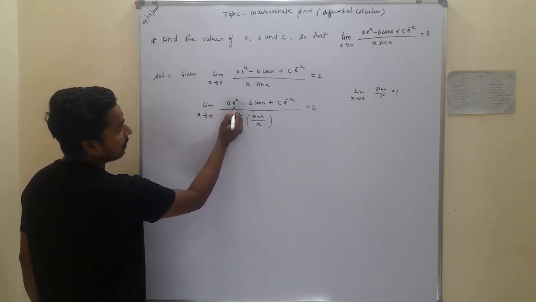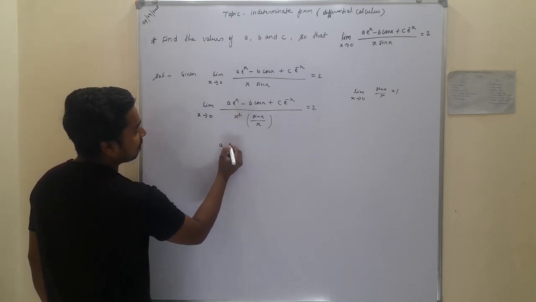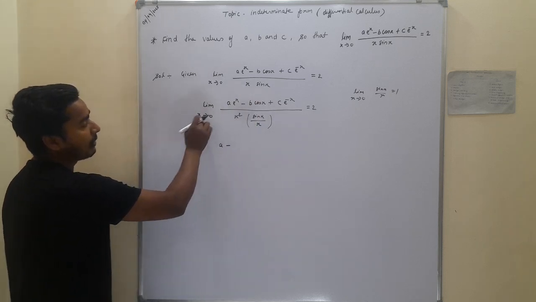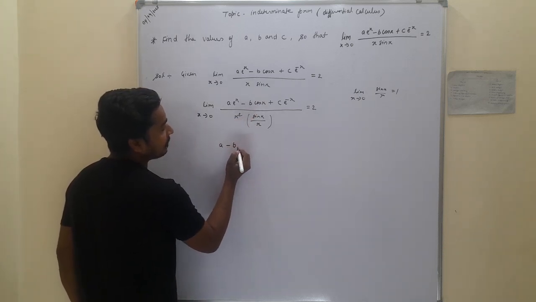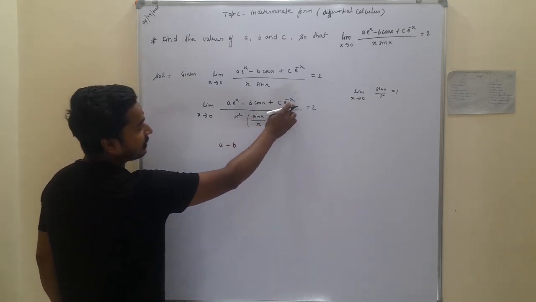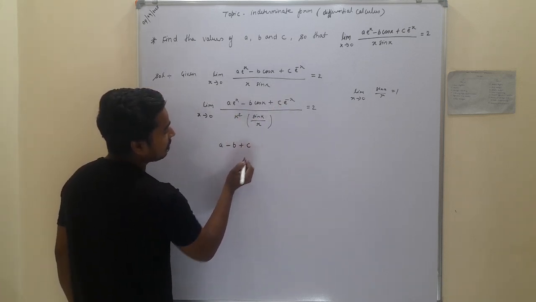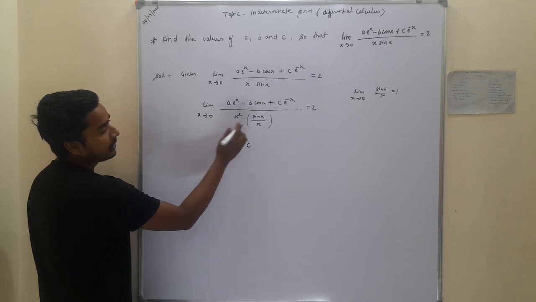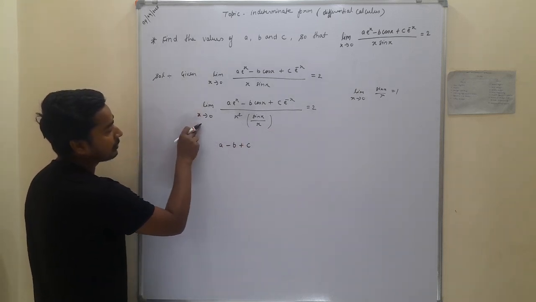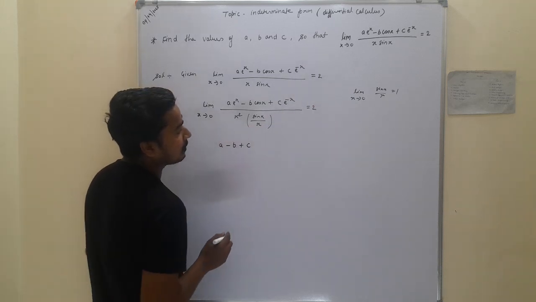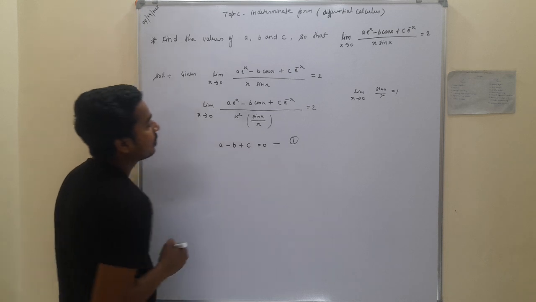When we put x equal to 0, we get a minus b, since cos 0 is 1. In place of c e^(−x) we put 0 and get plus c. In the denominator this part becomes 1, and in place of x² we put 0. With cross multiplication with 2 we get 0, so a − b + c = 0. Let this be equation 1.